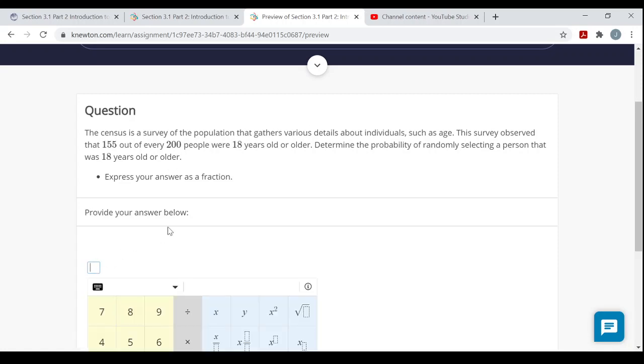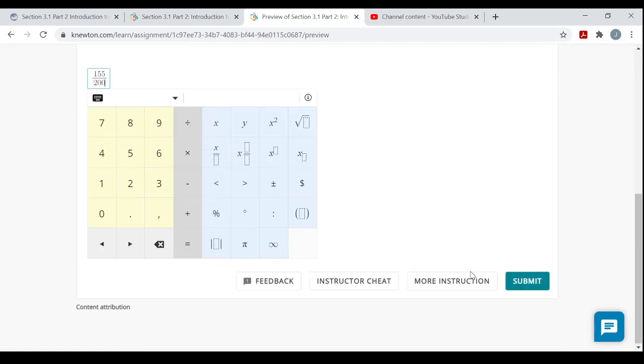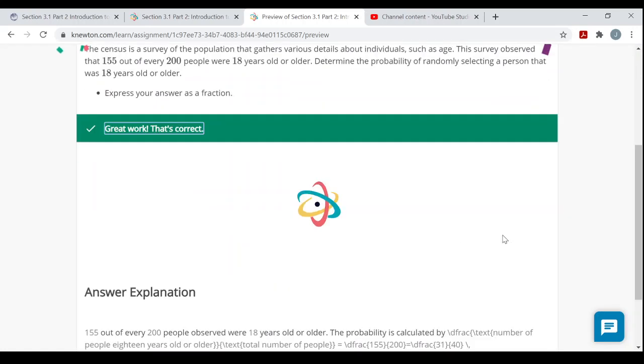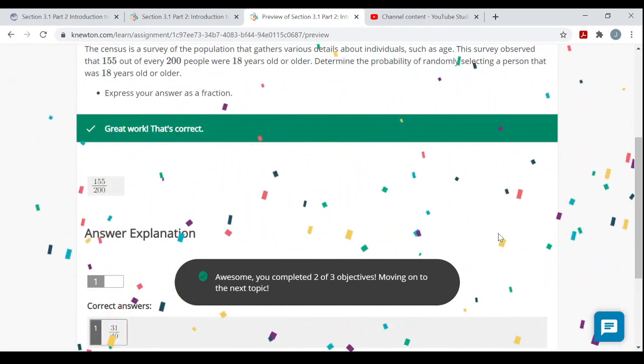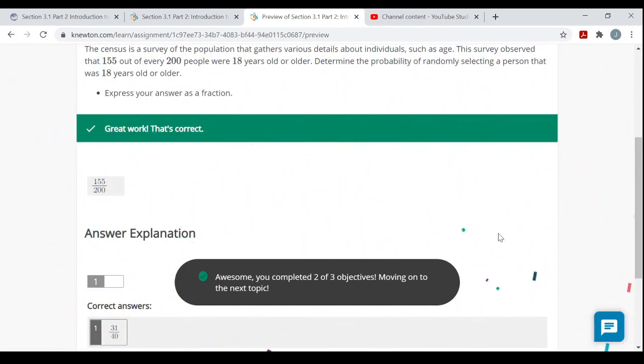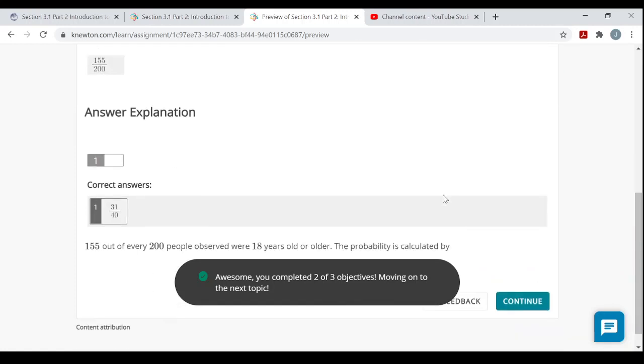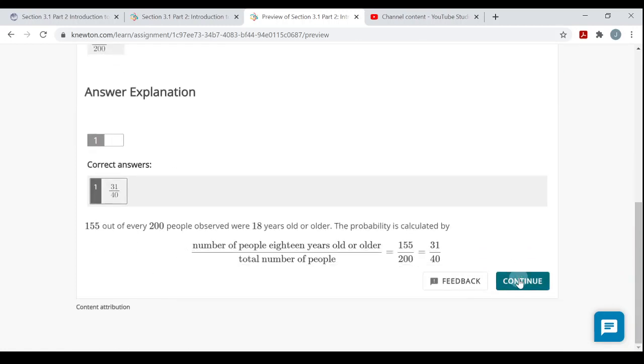Very, very simple. Now let's see. I'm going to type this one in as just simply 155 out of 200 and see if it accepts unsimplified fractions. Hey, look at that, it does. So if you want to save a little time, you could just enter unsimplified fractions and it looks like it takes it. Very, very easy, that objective, I believe.